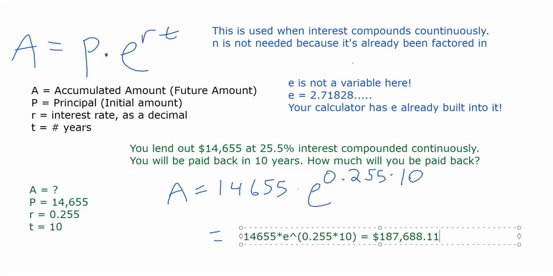$187,688.11. Wow. Let that sink in for a moment. We had to part with that money for 10 years, but it came back to us more than tenfold. That is ridiculous.